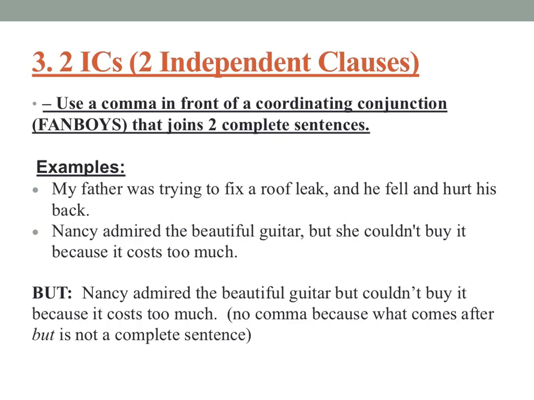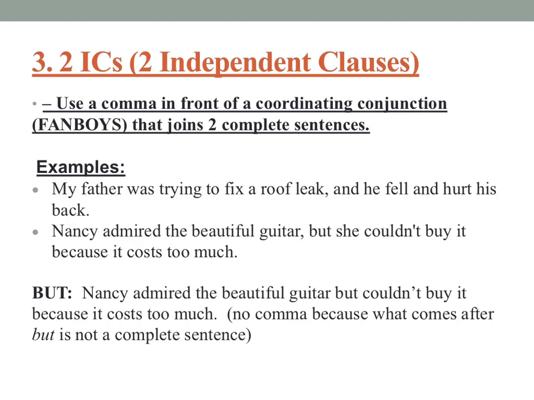That's correct. The next one: Nancy admired the beautiful guitar. That's a complete sentence. She couldn't buy it because it cost too much. That's a complete sentence. It's combined by the comma and but. So that's correct. What happens a lot, even with really good writers, is you take out the second subject, such as in the example at the bottom, and it no longer needs a comma.